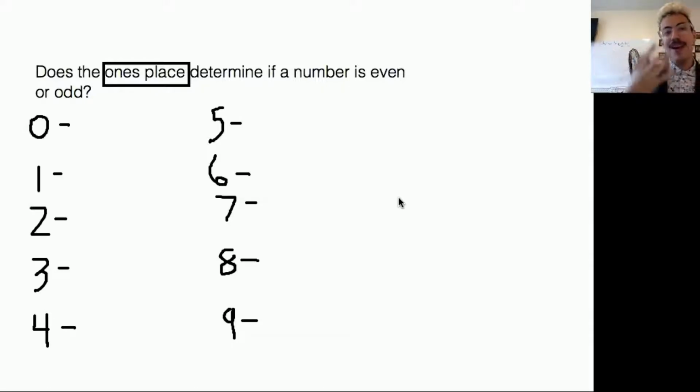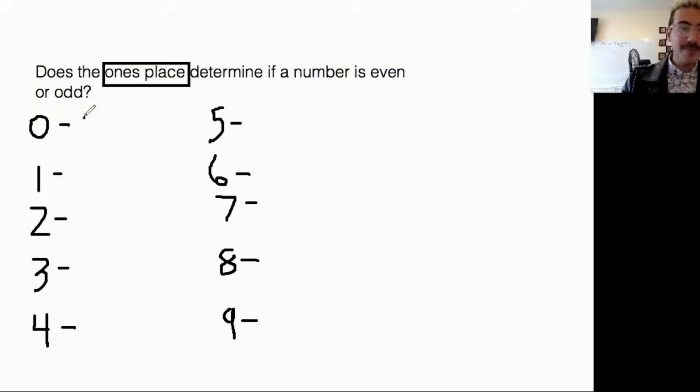We already know that in order to be an even number, a number can be divided into 2 equal groups or divided evenly into groups of 2. So I'm going to take all these numbers and divide them into 2 groups, and let's see if they're going to be even groups. If they're not even groups and we end up having 1 left over, that number is going to be odd. If we have even groups, then that number is going to be even. So the ones place, let's go.